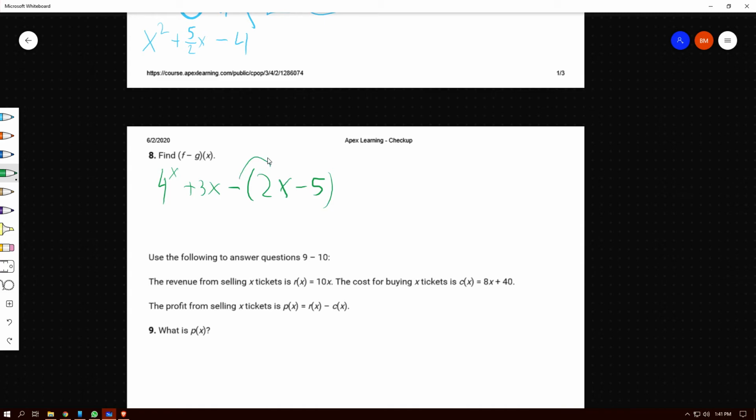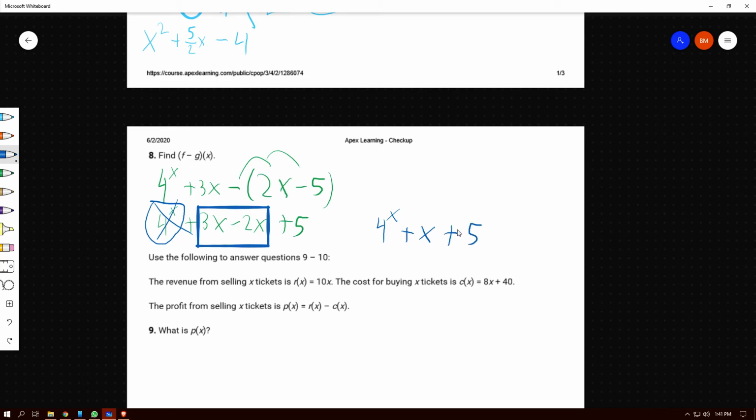That is correct. We distribute the negative sign. So we have 4 to the x plus 3x minus 2x plus 5. So again, I have no other term that has an x exponent. So that's going to go first. I have 3x minus 2x right here in the middle. So I can just make that a plus x. And then I have a plus 5 to add at the end. And I'm done.